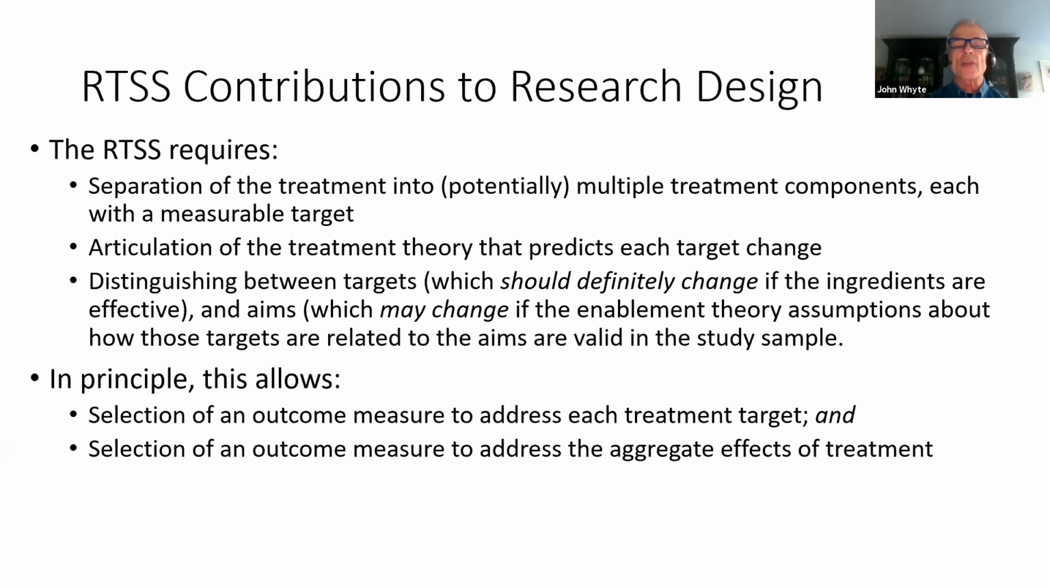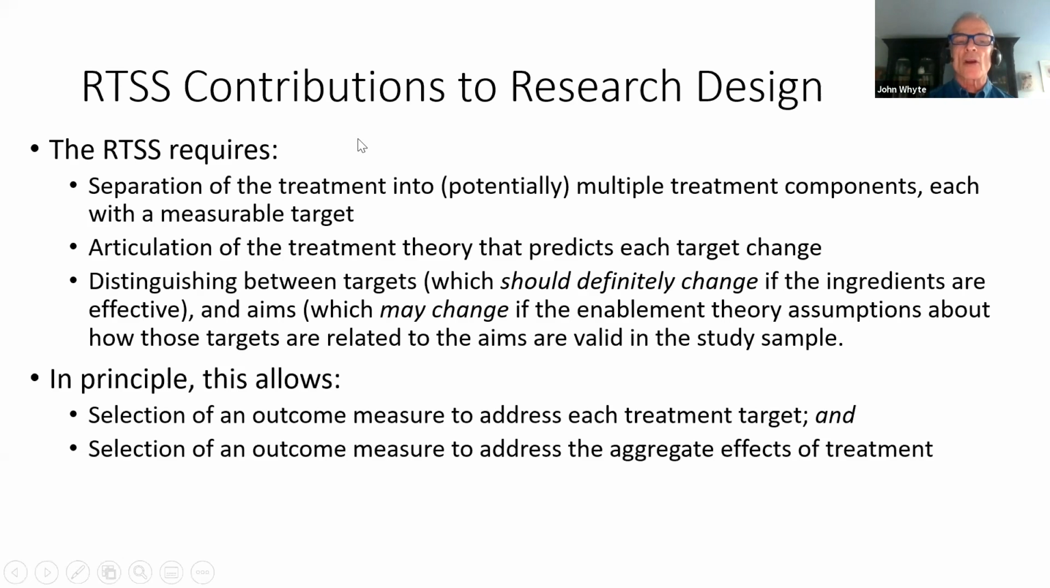And because Andy also pointed out this distinction between treatment theory and enablement theory, RTSS requires us to distinguish between targets, which should definitely change if the ingredients are effective, and aims, which might change if you're right about enablement theory, about assumptions about how strength is related to driving, is related to parenting, and all those complicated relationships. But clearly, you should have a firmer prediction about target change than aim change.